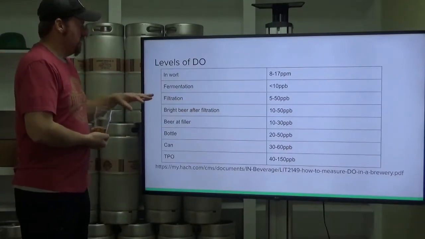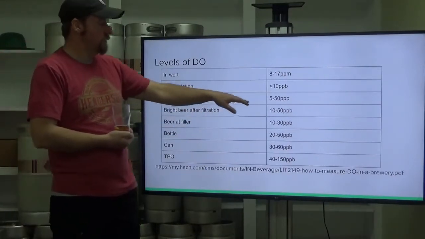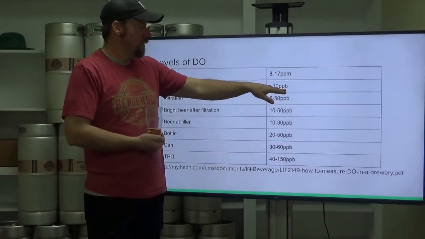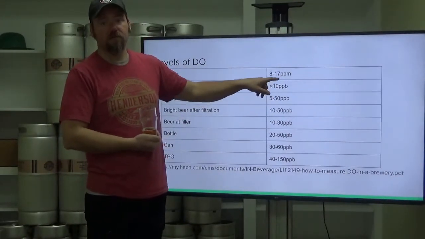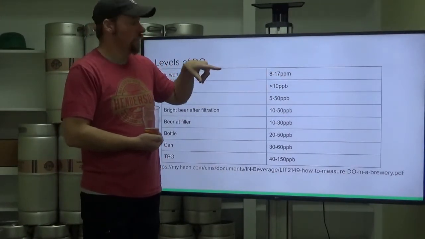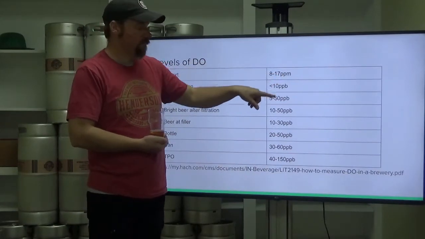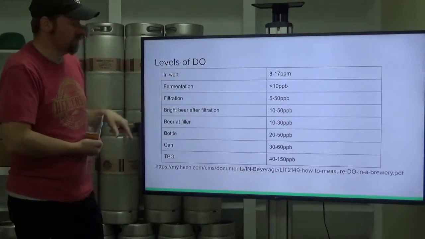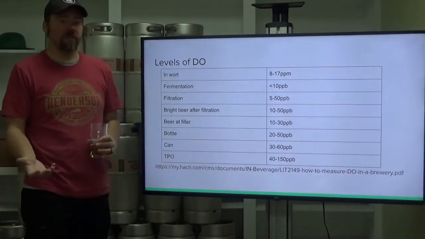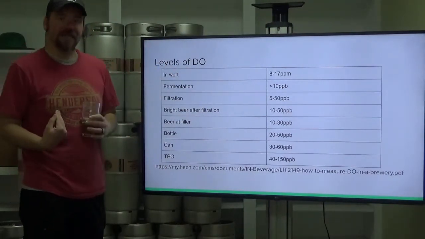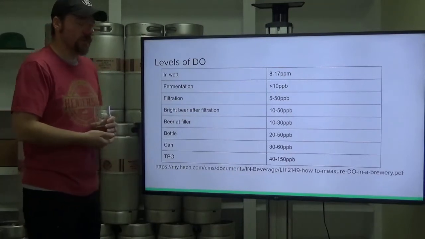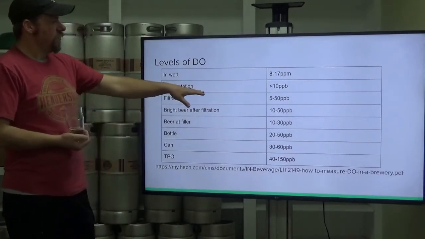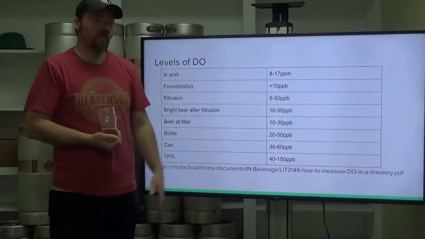Once that's done with fermentation, we want it to be less than 10 parts per billion. Notice the difference there. In wort, we want it to be parts per million. In beer, we want it to be parts per billion. That's a 1,000-fold difference. 1,000 times less oxygen that needs to be in that liquid. So post-fermentation, we want it to be less than 10 parts per billion.